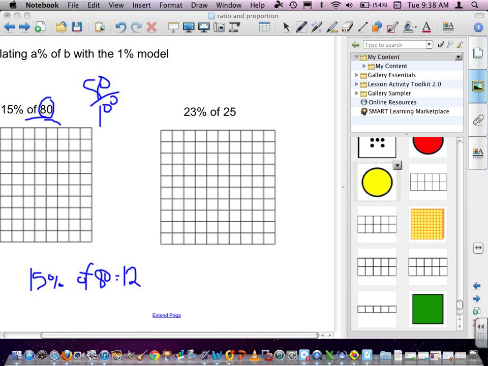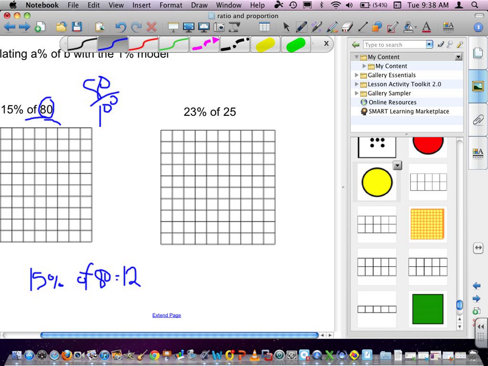Well, that would be a square. What would a row represent? The whole thing is 25. What does a row represent? 10%, which would be 2.5. Why? 0.25 times 10. Okay, so if I take a tenth of 25, it would be 2.5, right?